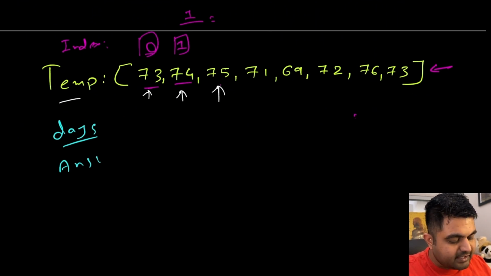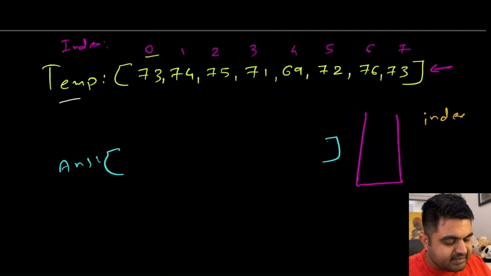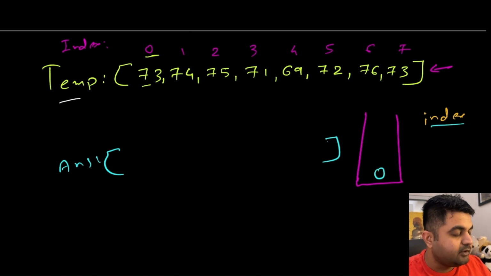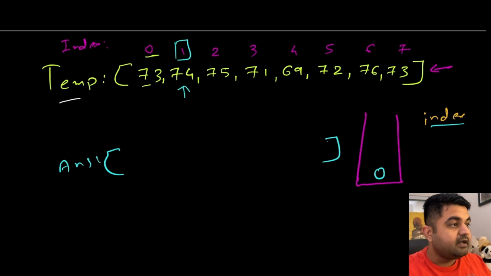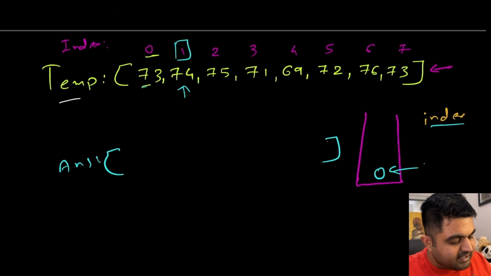So after this long explanation, let me walk through the solution that I'm proposing. Currently we are at the 0th index, the value is 73. Currently we don't have any value inside the stack, so we are going to add index 0 inside the stack. Okay, and now we are at index position 1, the value is 74. The very first thing we are going to do is check whether the value located at the 0th position, which means temp of 0, is less than the value at the current index position we are at.